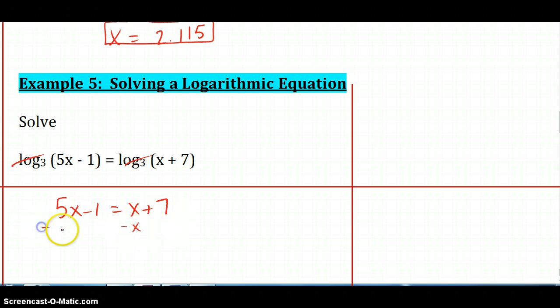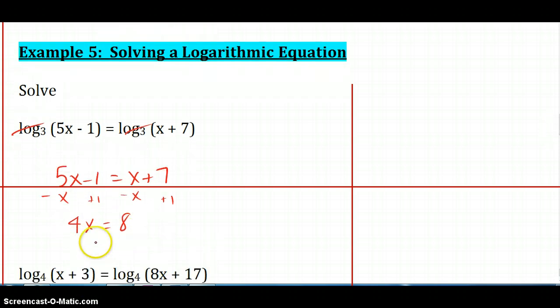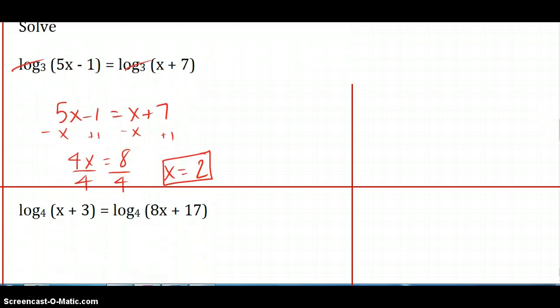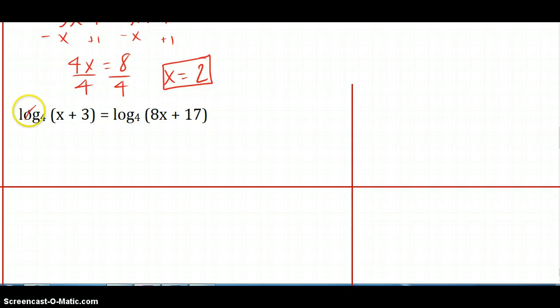So subtract your x and add your 1 to the other side. So you have 4x equals 8. Divide by your 4. You get x equals 2. So it's pretty simple when you have the same log on both sides. So we're going to go ahead and skip that example, because here again, both your logs would cancel out because they have the same base, and you just solve for x.